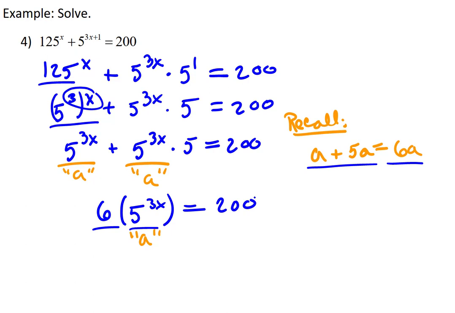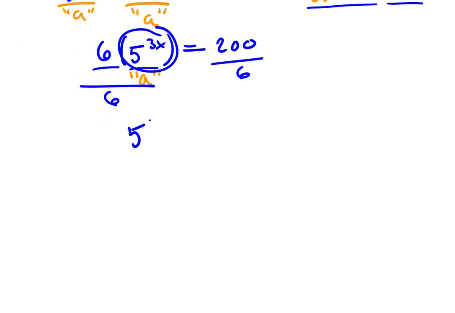And remember, we're trying to isolate the x here, which means we want to get this exponential factor alone if we can. And at this point we can by dividing by 6 on both sides. That will give us 5 to the 3x power on the left equals 200 over 6. Okay, so notice now we have a simpler exponential form of this equation.